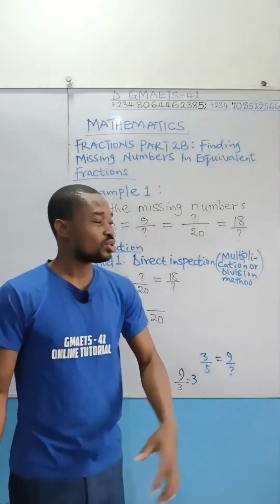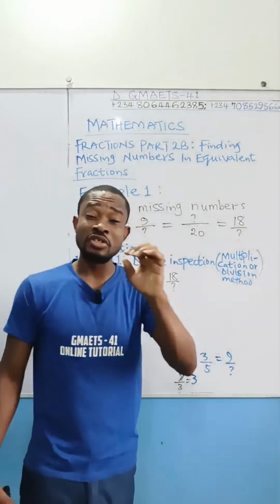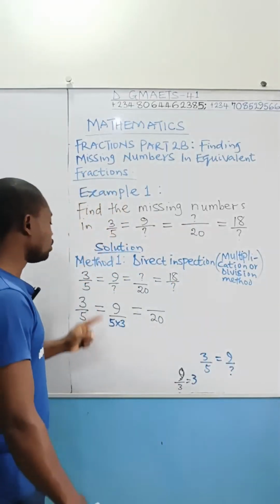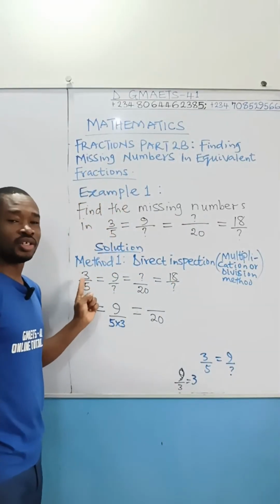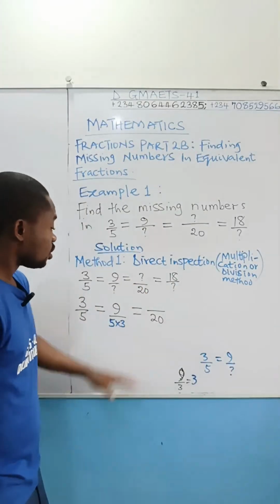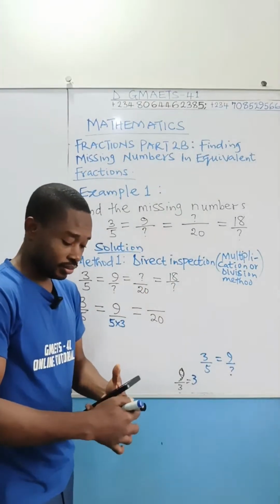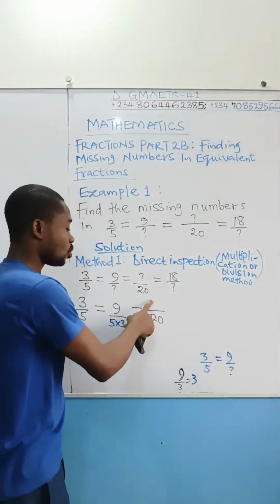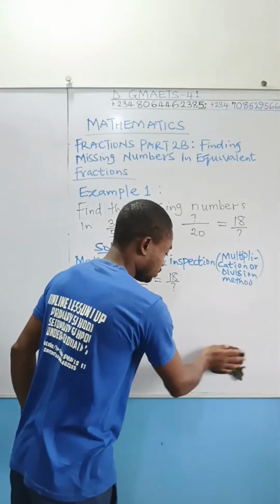What we try to do, either in this multiplication or in division method, is to get the number we will use in multiplying the numerator and denominator in order to get the other fraction. That is it. So let us move on to the next one. We have this over 20. Question mark over what? 20.